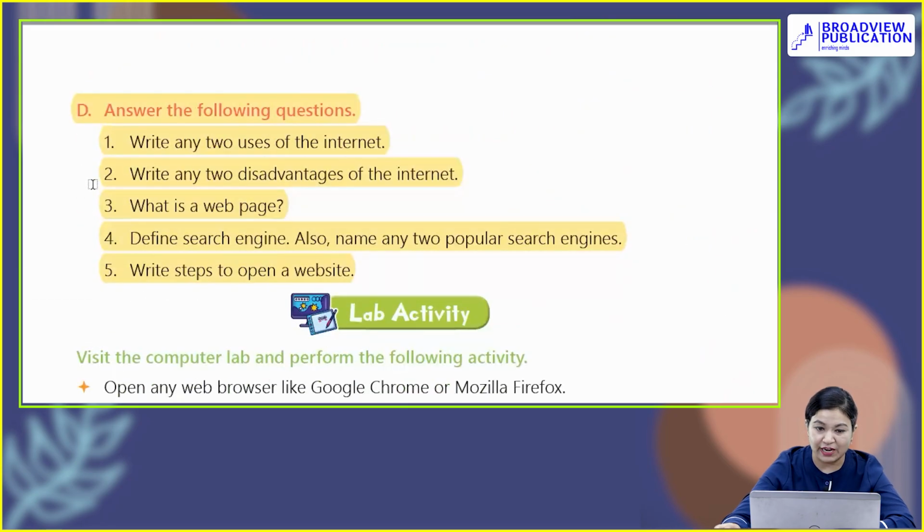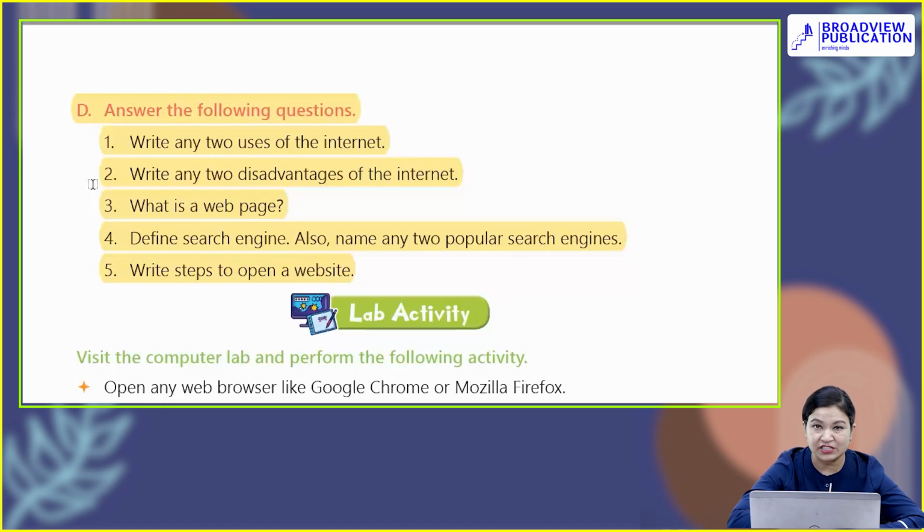Answer the following questions. Write any two uses of the internet. So you can do transaction online, and you can do shopping online, you can do banking, and you can search information on any topic. Write any two disadvantages of the internet. So first is spam. You can easily be spammed or defrauded by anyone who is using the internet, and it can be dangerous for you. So other disadvantages you can write here.